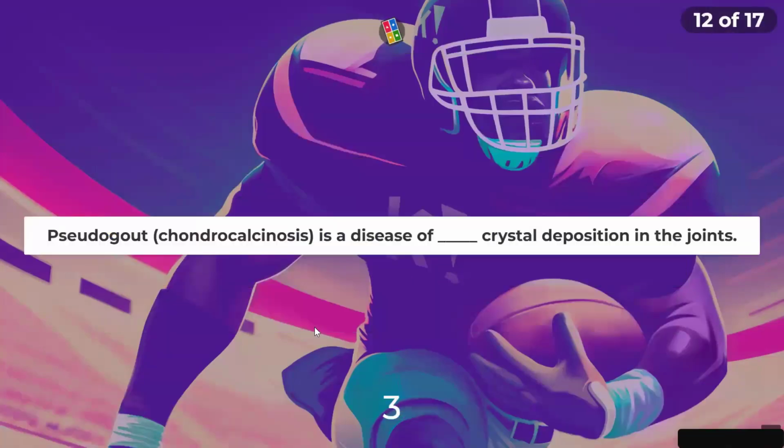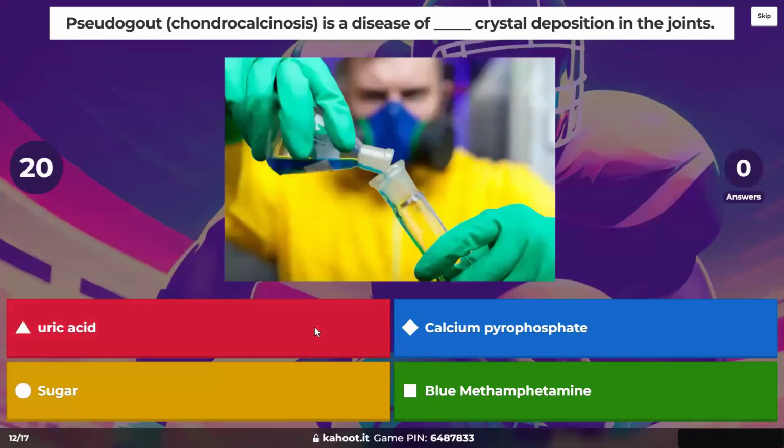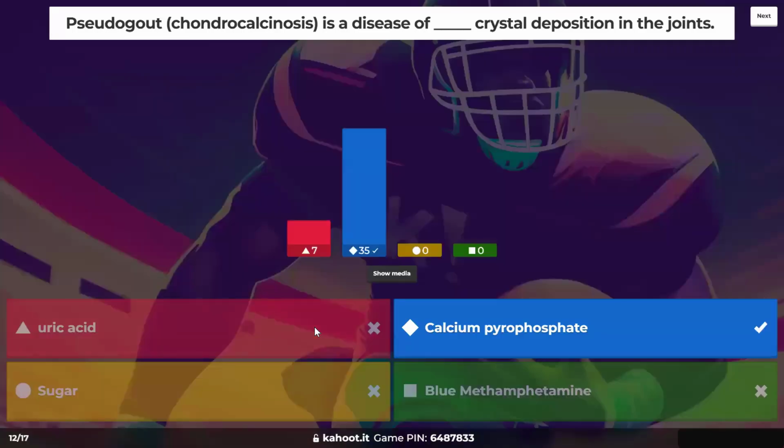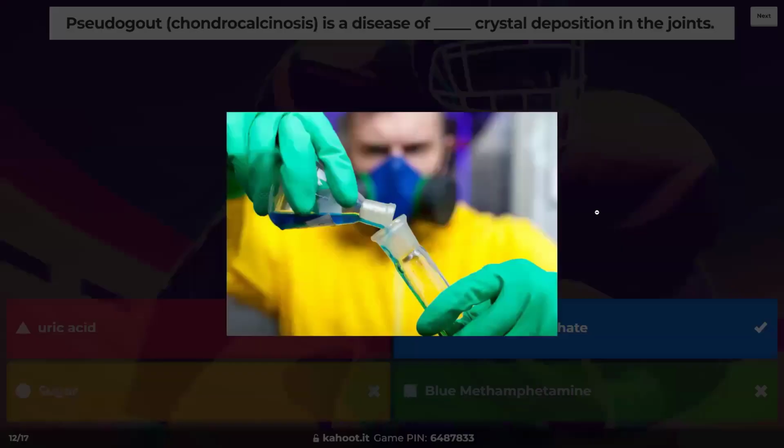Pseudogout or chondrocalcinosis is a disease of what type of crystal deposition? Someone creating a certain type of crystal there. Yeah, calcium pyrophosphate. Nobody chose these other ones. Uric acid was for gout, but pseudogout or chondrocalcinosis is calcium pyrophosphate.